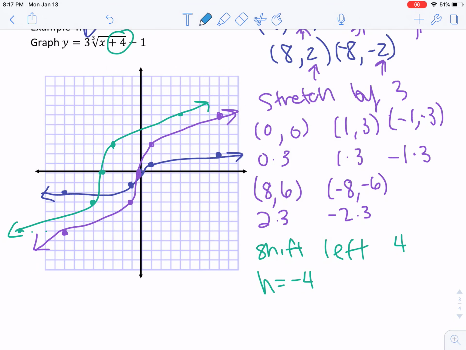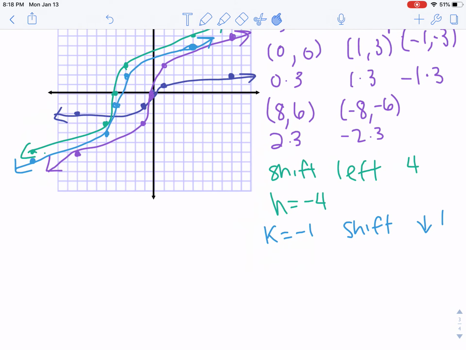And the last thing we're going to do is our shift down 1. So k is negative 1. So this is going to be a shift down 1. So all my y values are changing by 1. So I'm dropping this one down 1, this one down 1, this one down 1, this one down 1, and this one down 1. So the light blue is your final one. Okay? And you can eliminate all the rest of them from your graph. You don't have to do all the rest of them.